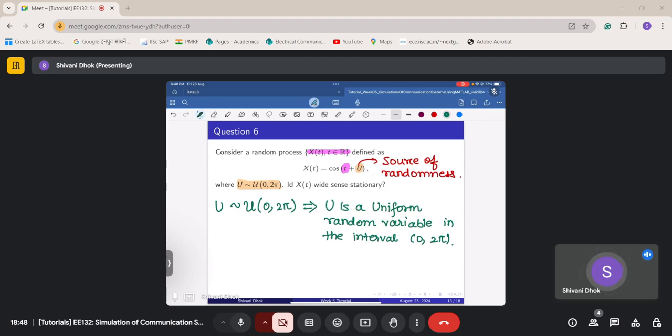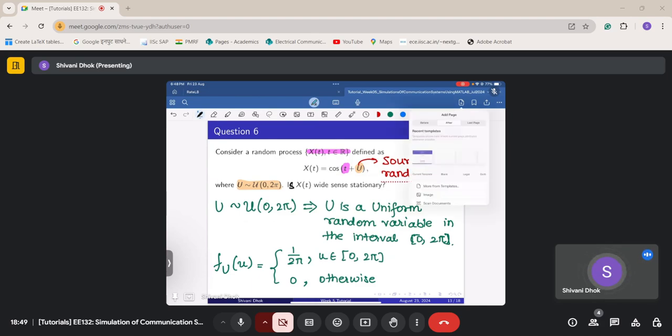We had seen what a uniform random variable is in the first lecture. Still, I'll just write down its PDF. This fu of little u, which is the PDF, is equal to 1 over 2 pi if little u belongs to the interval 0 to 2 pi, and it is 0 otherwise. Now what is asked of us is: is xt a wide sense stationary process? So we need to figure out whether the given random process is wide sense stationary or not.